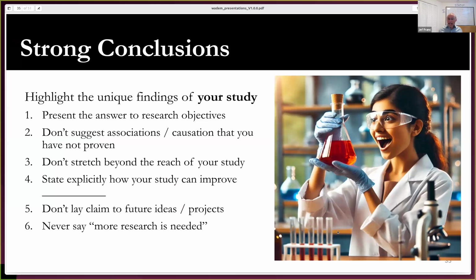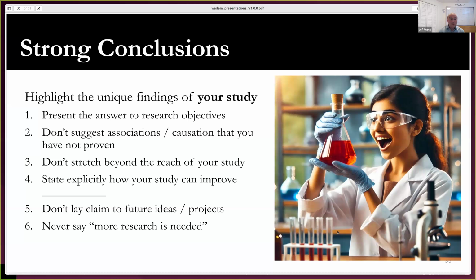We don't really want to hear associations or causations that you have not proven. We don't want to hear speculation beyond the reach of your study. Okay, so state explicitly how your study can improve something. Don't lay claim to future ideas and projects, and never ever say more research is needed.